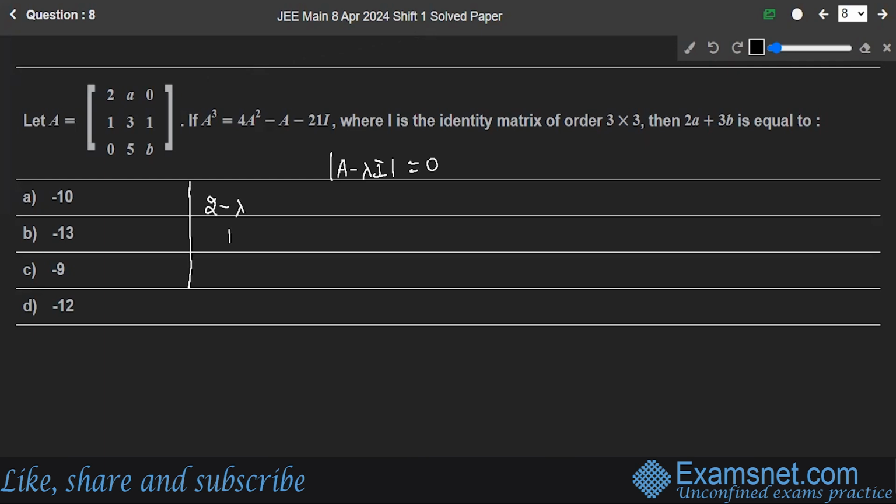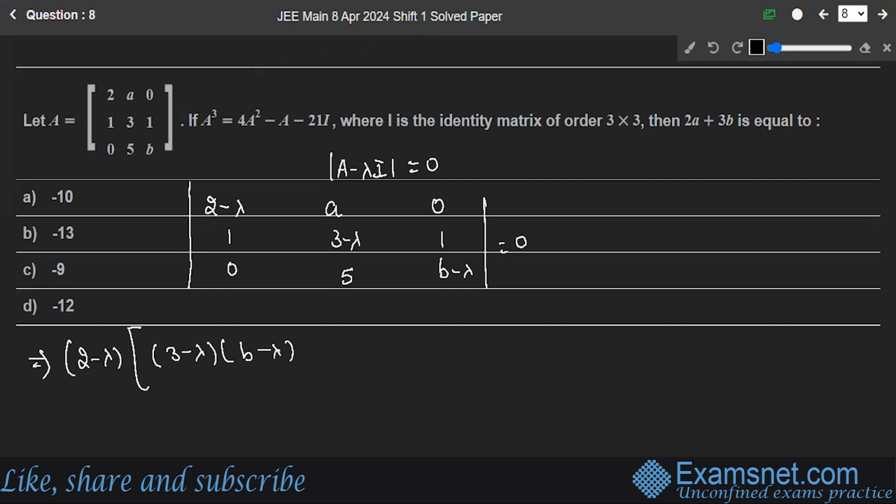This is 2 minus λ, here will be 1, here will be 0, 3 minus λ, this will be 5, 0, 1, b minus λ, this is equal to 0. So let's find out the determinant. Here will be 2 minus λ, 3 minus λ, b minus λ, minus 5, minus a. This will be 0. So 0 minus b plus λ, right? My bad, first of all, this will be multiplied. So this will be b minus λ minus b. Okay, and plus of 0. This is equal to 0.